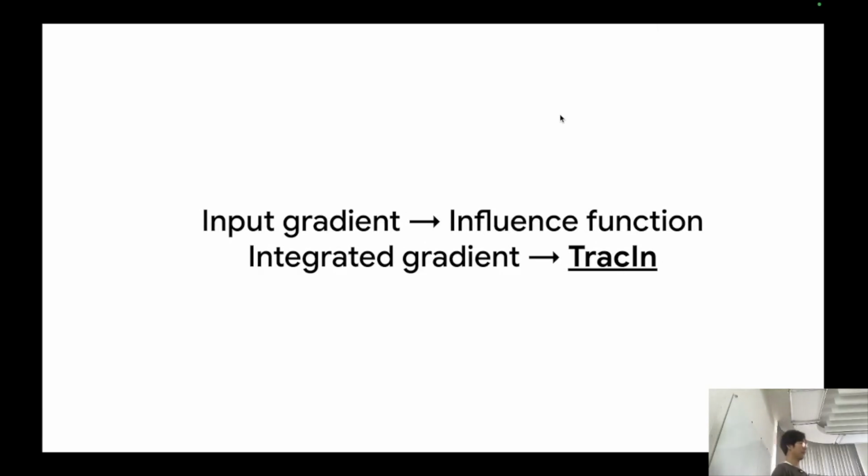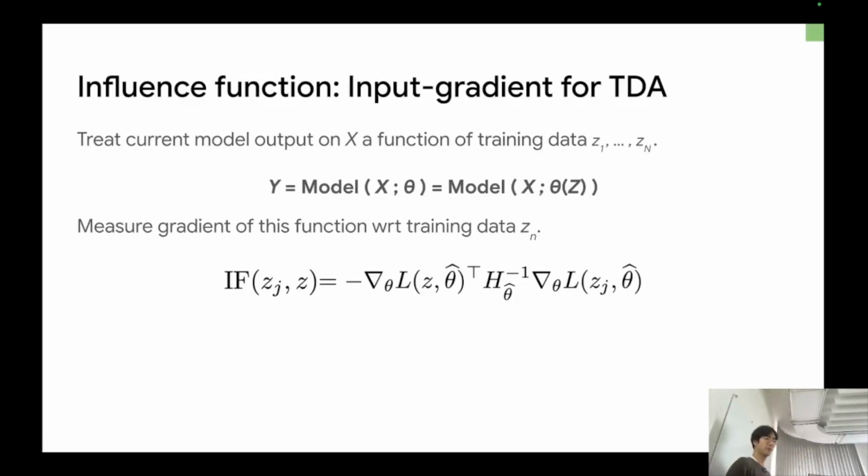Let's take a look at another method for attributing the training data. So we looked at influence function, and now let's take a look at tracking. I like to make an analogy. So influence function is like an input gradient in feature attribution, and now tracking is like integrated gradient for feature attribution. So what influence function is doing is you're taking a look at small changes in the model's reaction on a test data when you remove training data. And that's given by this formulation.